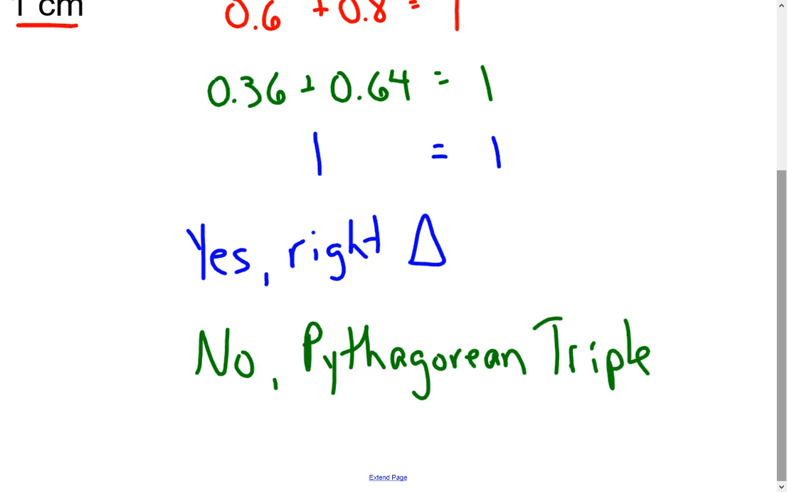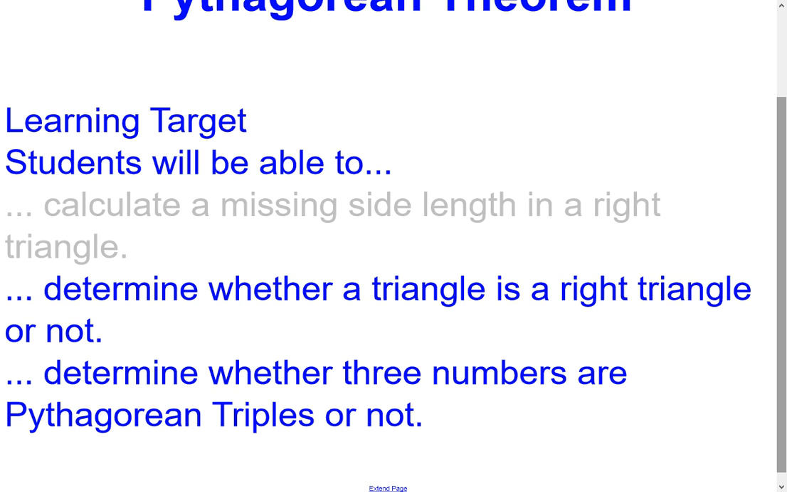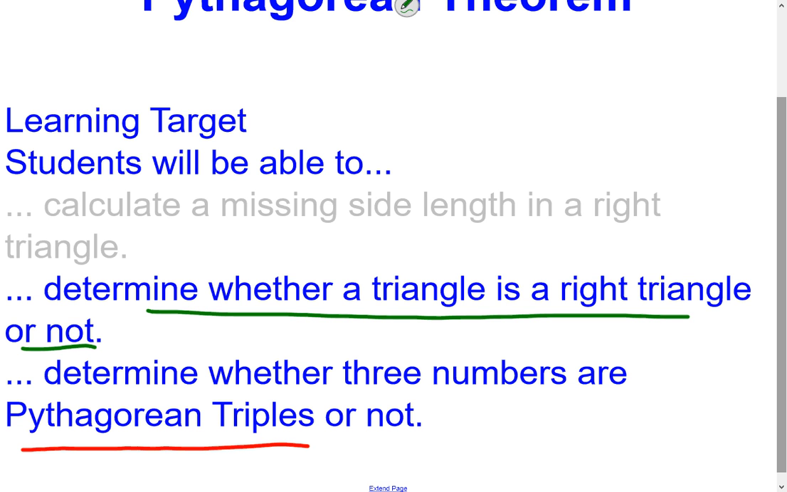And there's the second part of our Pythagorean theorem video. So remember, right here, we were able to determine whether it was a right triangle or not by using a squared plus b squared equal to c squared, plugging our numbers in. And then we were also able to determine if those three numbers were a Pythagorean triple or not, if they satisfied a squared plus b squared equal to c squared and were whole numbers.